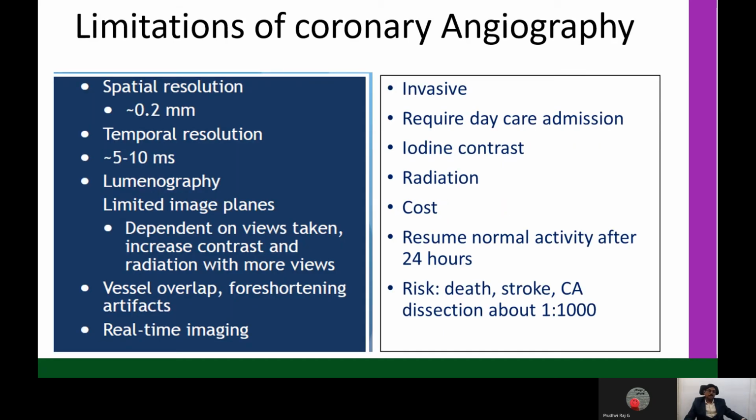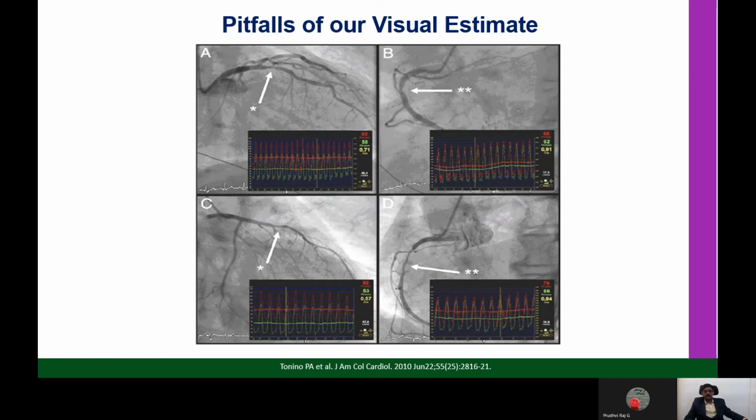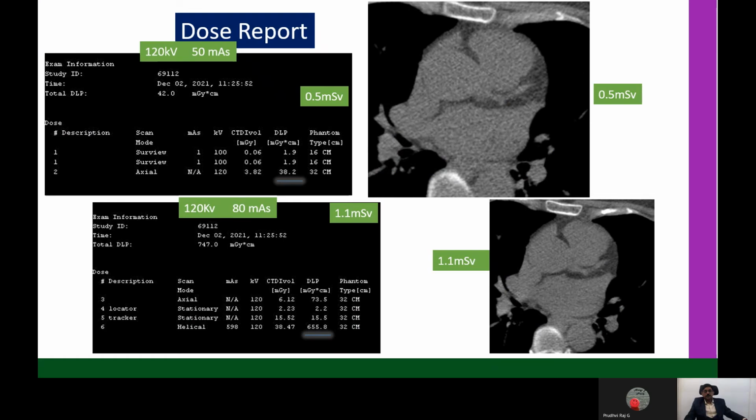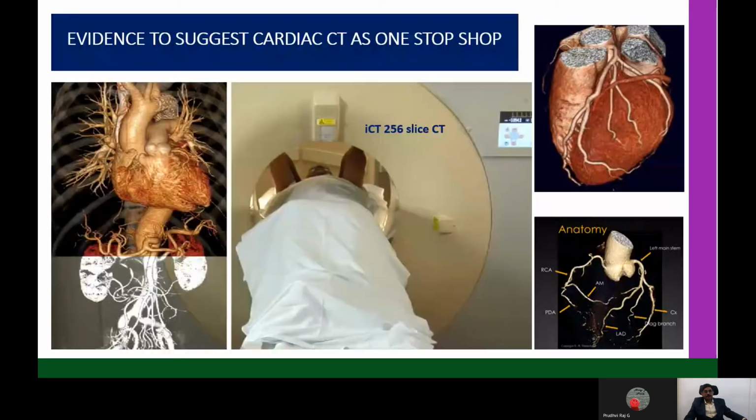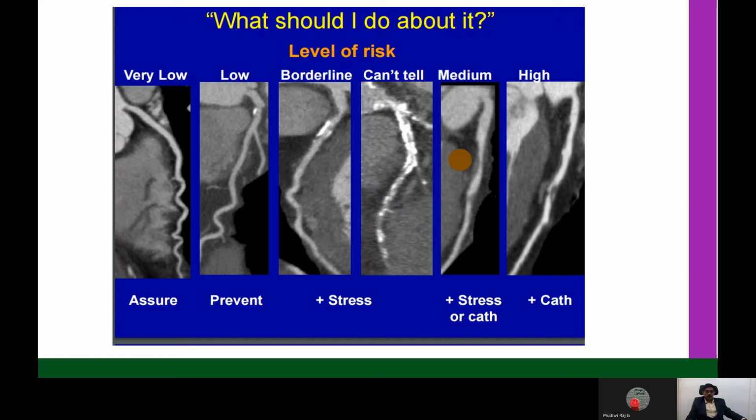And we know the limitations of the coronary angiogram despite its high spatial and temporal resolution. It has its own pitfalls of visual estimate. The most experienced team had to change their reading when they were unblinded. Then the CT coronary angiogram is a one-stop shop, and once this becomes widely available, probably it will be the most preferred test, and the primary physicians can utilize CTCA to refer the patients who seem to have borderline or significant disease to us. And what should we do?